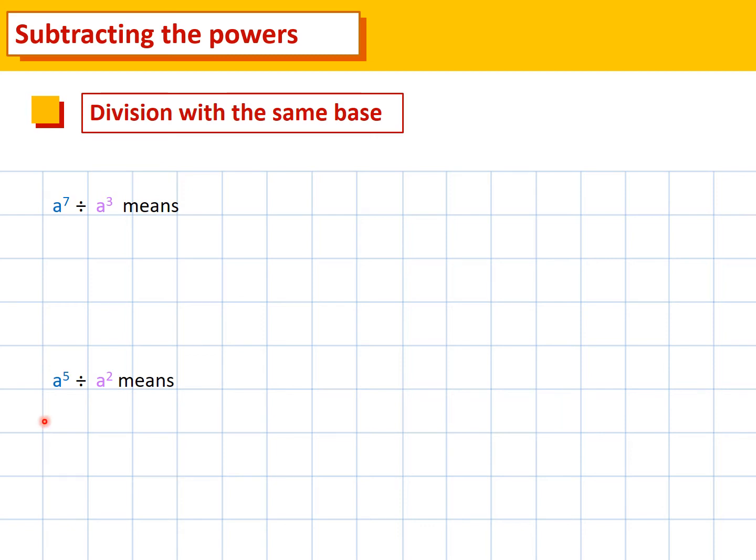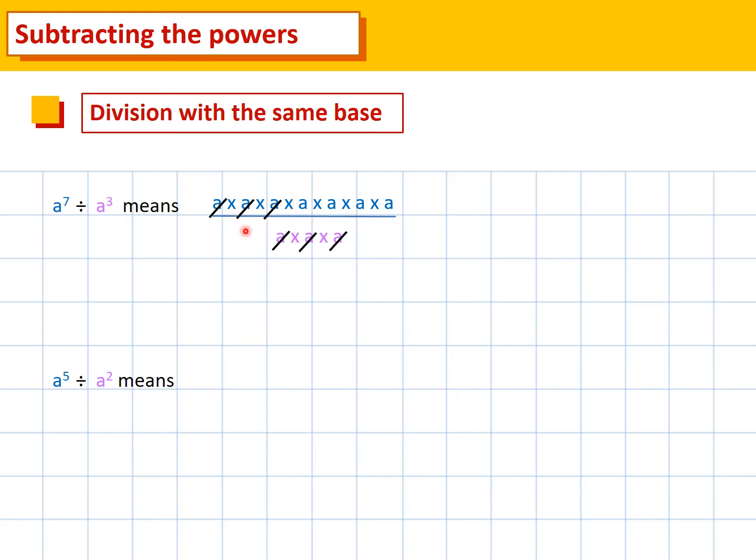We've got a to the power of 7 divided by a cubed. We know that a to the power of 7 is a string of 7 a's being multiplied, and then divided by a cubed is a string of 3 a's. Because they're in a fraction, we can start cancelling down the a's, and we're left with a string of 4 a's as our final answer.